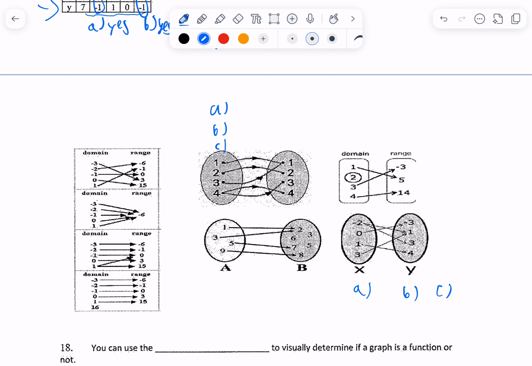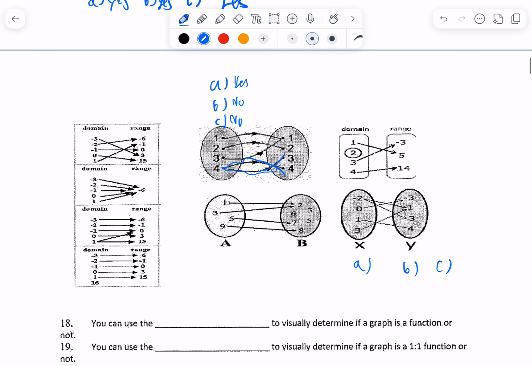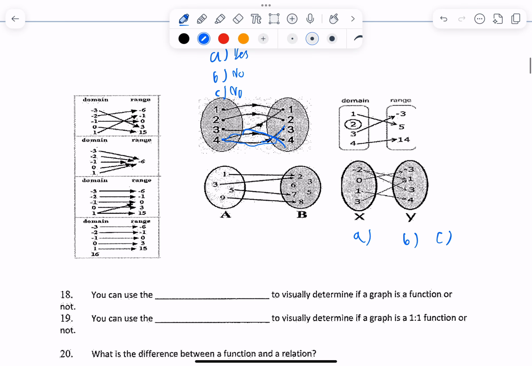Because each set of numbers is like connected to their own thing. So it is a relation, but it is not a function because you see how this x has two outputs leading to different results. That means it is not a function, and then it would automatically not be a one-to-one function.